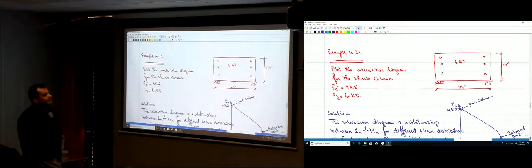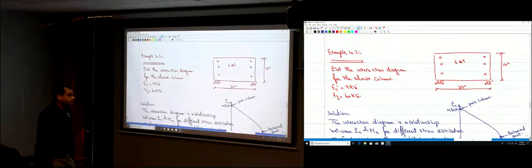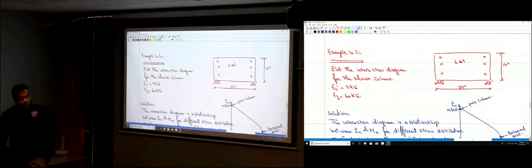Okay, so good morning, everyone. So this is the example that we started last time. We have this section. We know the dimensions, we know the steel, and we want to plot the interaction diagram for the shown column. F'c and Fy have to be given in order to find the properties of that section, or the nominal capacity of the section in terms of the compression force and the axial force that can be resisted by such a section.